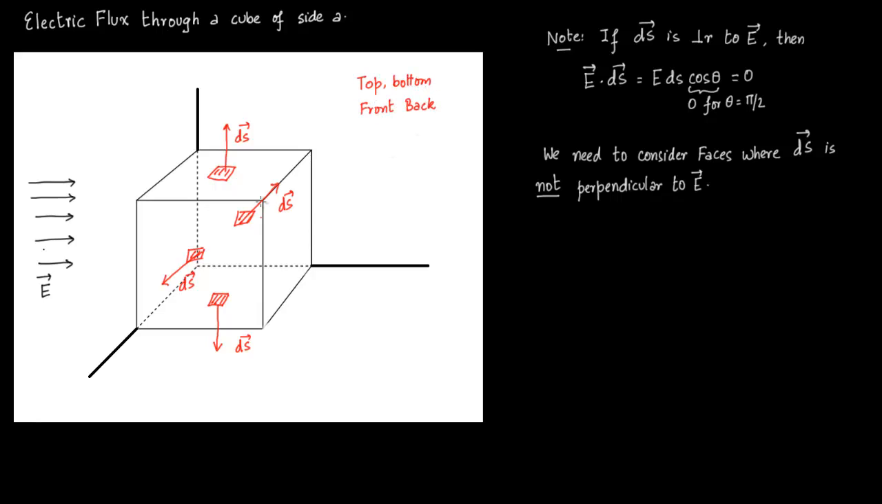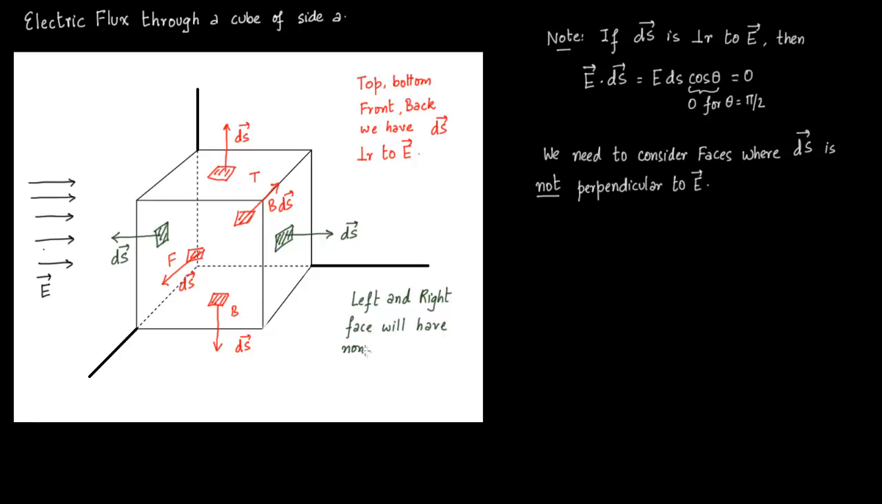So let us write this down. Top face, bottom face, front face and back face, all of them are perpendicular to the electric field. So we have dS vector perpendicular to the electric field. Notice that dS vector is again perpendicular to the surface area. Now the right face and the left face. So here the dS vector is not perpendicular to the electric field. So the left and right faces will have non-zero flux because they are not perpendicular to the electric field.